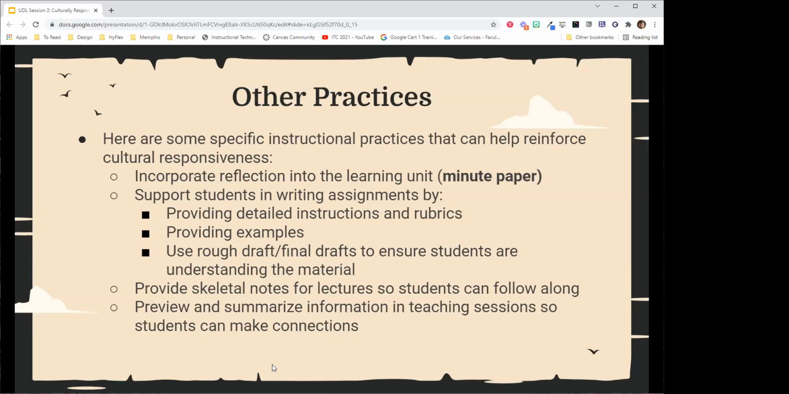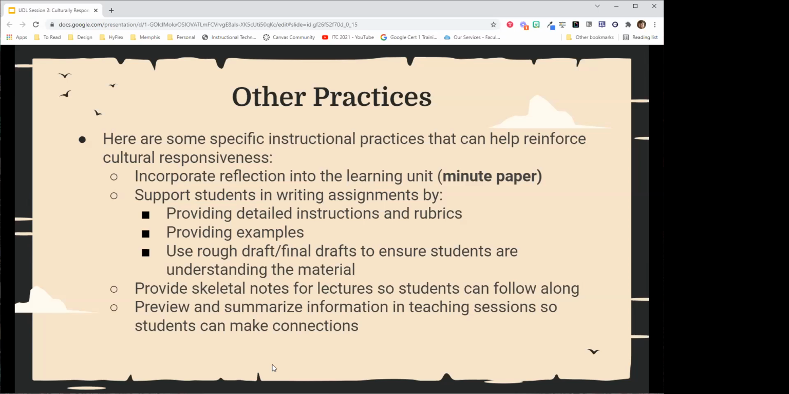You can also preview and summarize information in teaching sessions so students can make connections. One strategy to do this is the where we've been, where we are, where we're going strategy. Basically, in an announcement video, you can say, last week we talked about this, that's where we were. This week we're talking about this, so that next week we can do that. That's where we're going. And what that allows is for the learners to take what's happening in that class and apply it to that narrative structure of past, present, future, and it helps them understand the trajectory and the movement through the class.